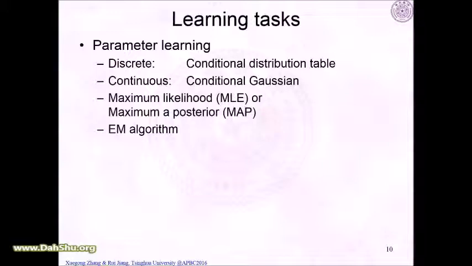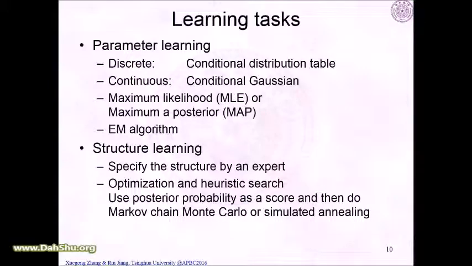And similar to the univariable case, we also have 2 approaches to do the estimation. One is the so-called maximum likelihood approach, and the other is the so-called maximum posterior approach. In the maximum likelihood approach, we have the EM algorithm. For the MAP, we have the Bayesian algorithm. So these are about the parameter learning.